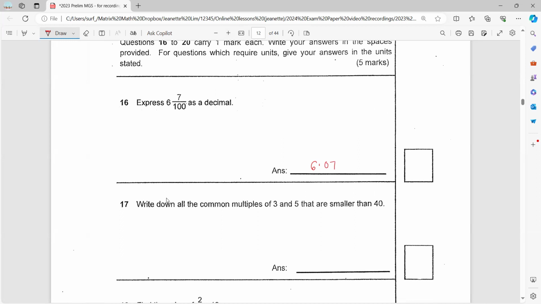You write down all the common multiples of 3 and 5 that are smaller than 40. Now, you just need to find the first common multiple of 3 and 5. If you list them down, the first common multiple is 15. Now, all the common multiples that are smaller than 40, you can start off with 15, then 30, 45. So 45 is greater than 40 already. So it's just 15 and 30.